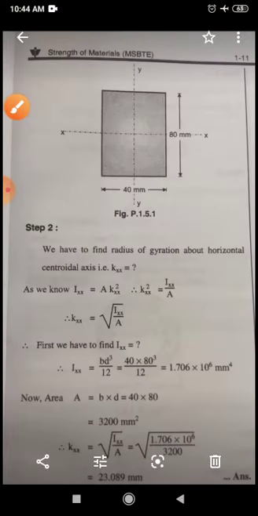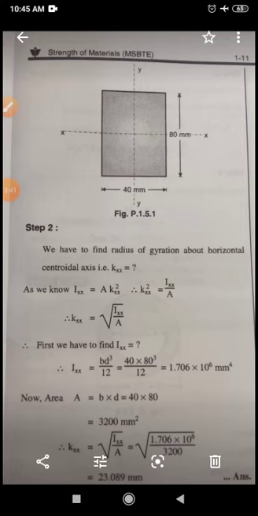Okay, now this was about that problem. Now let's see the next problem, in which we have to calculate the radius of gyration. I have not given the problem over here, so I am reading it.